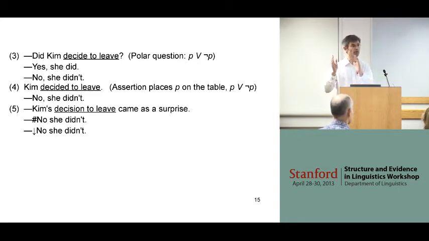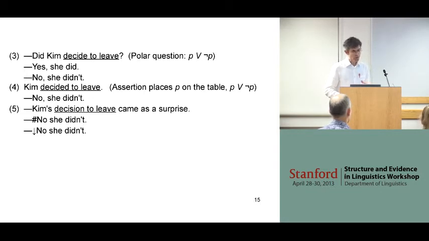Kim decided to leave. An assertion places P on the table, so to speak, and makes the alternative salient, and the addressee can either confirm or contradict. You can say no, she didn't. But notice that Kim's decision to leave came as a surprise. It's really hard to follow that by no, she didn't. And what I'm going to suggest is that saying no, she didn't, to mean she didn't decide to leave, is in fact violating a usage preference on post-auxiliary ellipsis. I'm going to recast this discourse condition as a usage preference.